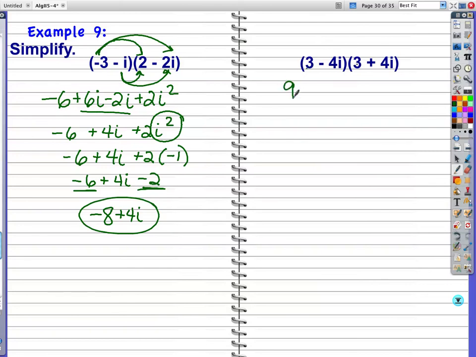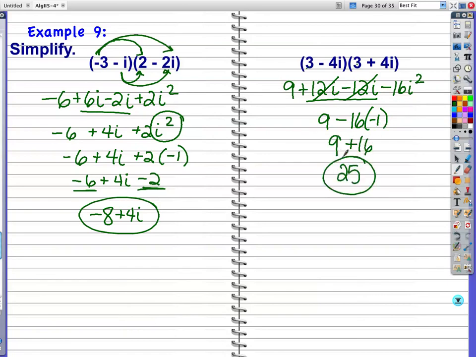First terms, 9. Outside terms, 12i. Inside terms, negative 12i. And last terms is negative 16i squared. These cancel out. So now I have 9 minus 16, except for the i squared, I don't write i squared. I write negative 1. So I have 9 plus 16, which is 25. Lovely.